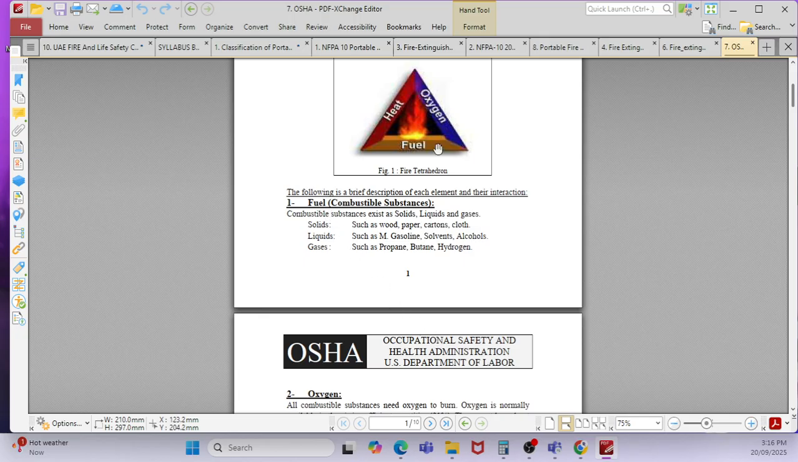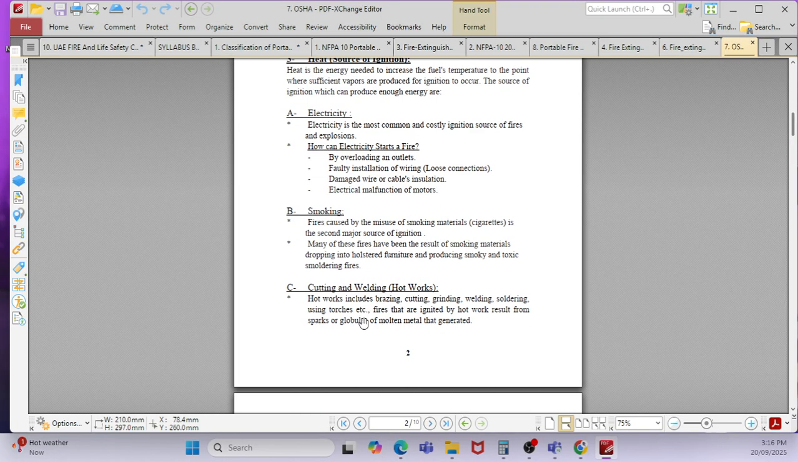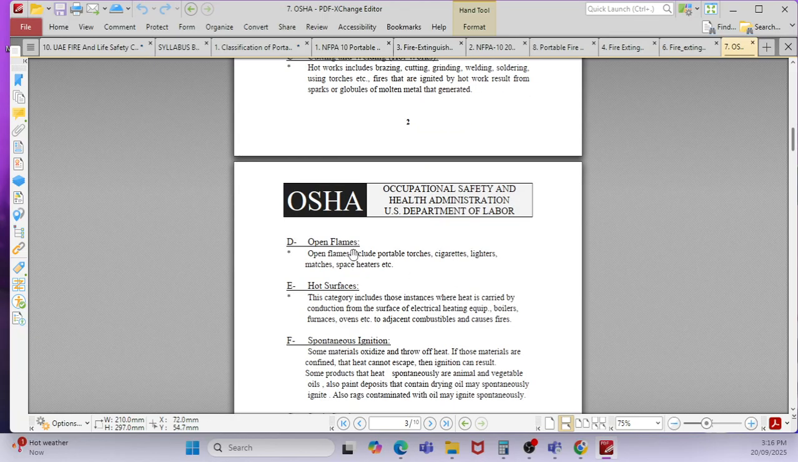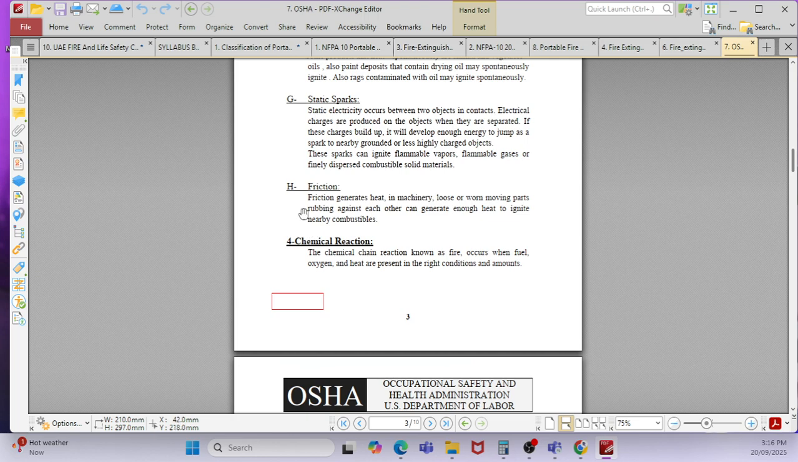So this is about fuel. So this is the fuel. What are the types of fuels here? And then you have oxygen. This is oxygen and heat. So heat is the source of ignition: electricity, smoking, cutting and welding, open flames, hot surfaces, spontaneous ignition, static sparks, friction.